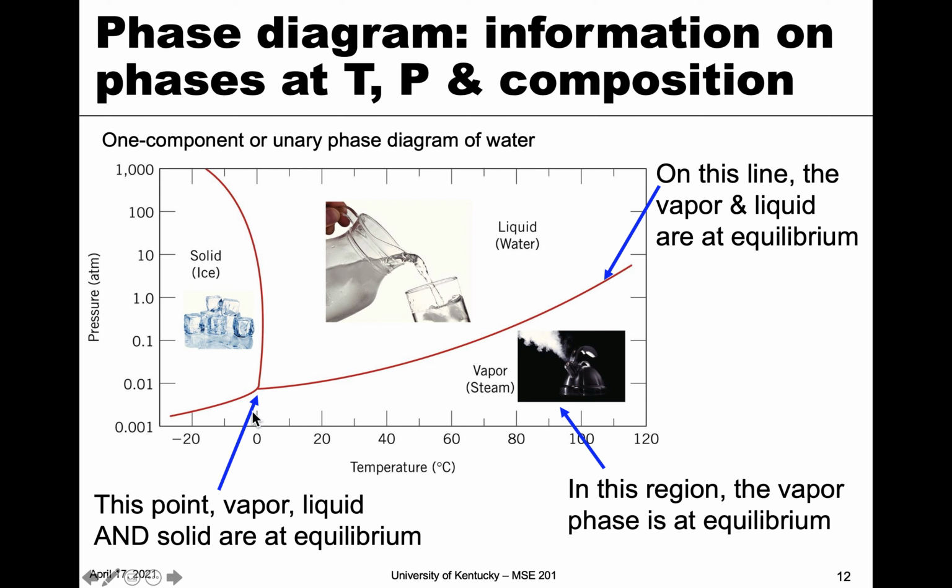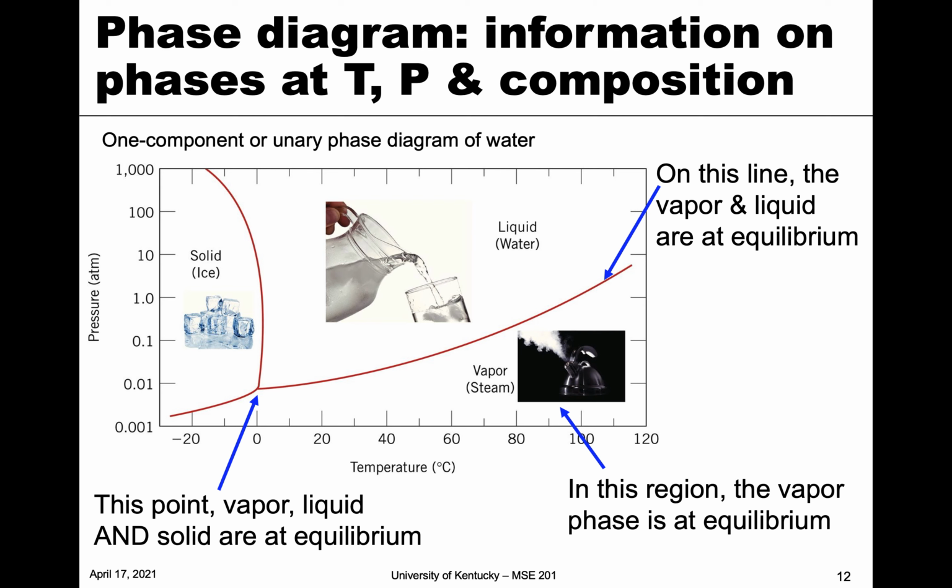There's one special point, right, where those three lines intersect, where all three phases, vapor, liquid, and solid, are at equilibrium. We call this the triple point. You may have heard that term before. All three of those phases can be present at the same time. In this case, it's about 0 Celsius and a pressure of 0.01 atmospheres.